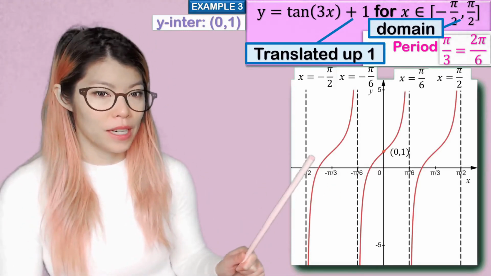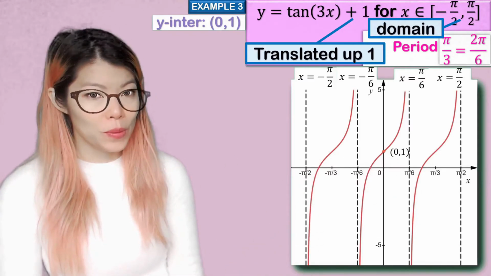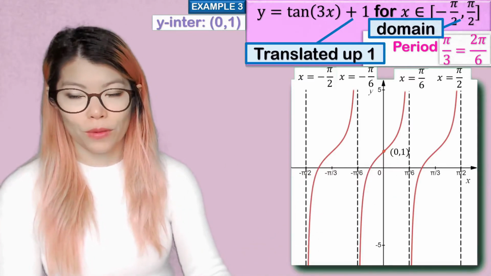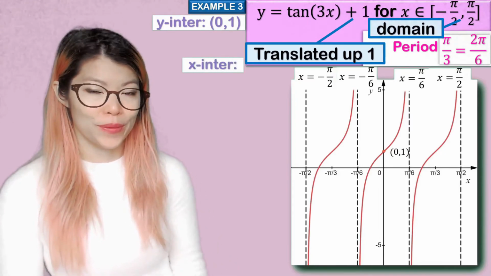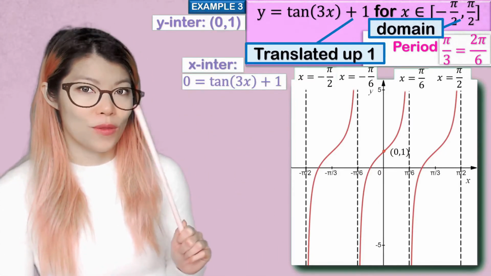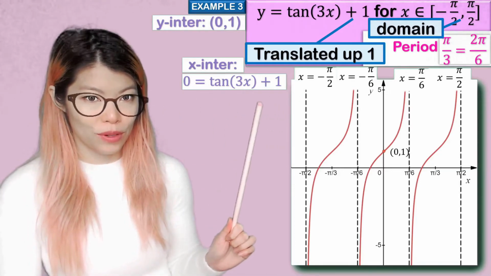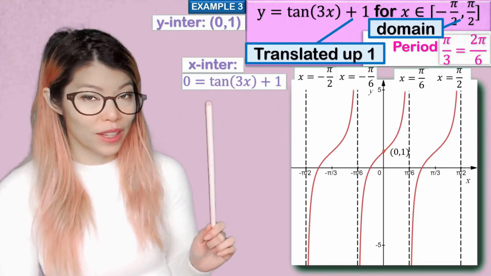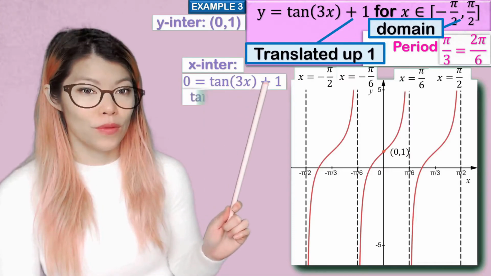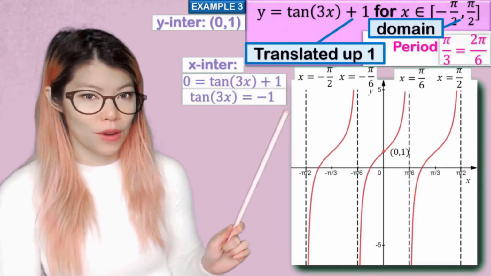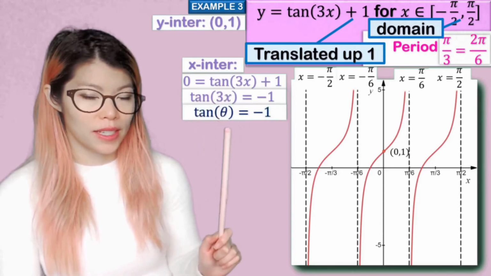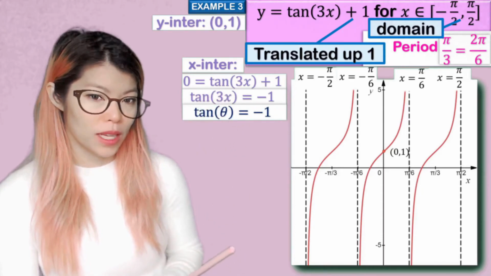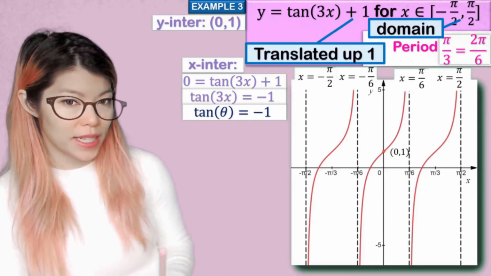So now we have to figure out what the x-intercepts are. How do we do that? We do it the same way we have always done it with graphs. We let y equal 0. So now you can see why knowing the exact values is so important. We have to solve for this. So tan 3x, move the 1 to the other side, becomes -1. How do we solve for this? We let this equal to theta to simplify our calculations, and we substitute theta back to 3x when we're done.